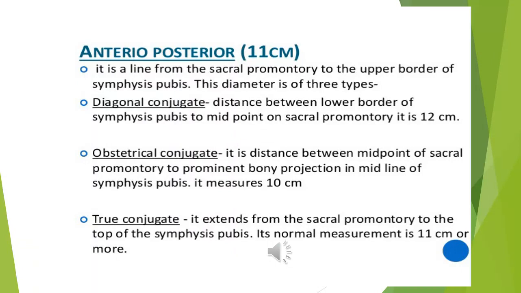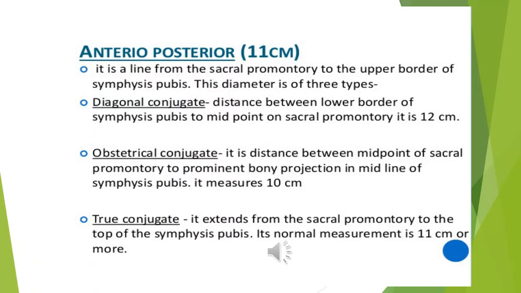This is for your information regarding the conjugate, that is pelvic brim. As you know, it is from the sacral promontory to the pubic symphysis. There is a diagonal conjugate, obstetrical conjugate and true conjugate. The true conjugate, or anatomical conjugate, extends from the middle of the sacral promontory to the top of the pubic symphysis, and its normal measurement is 11 centimeters.